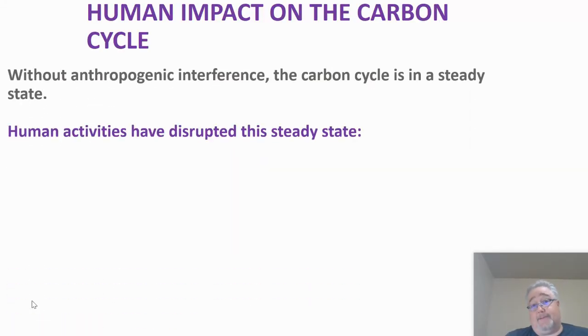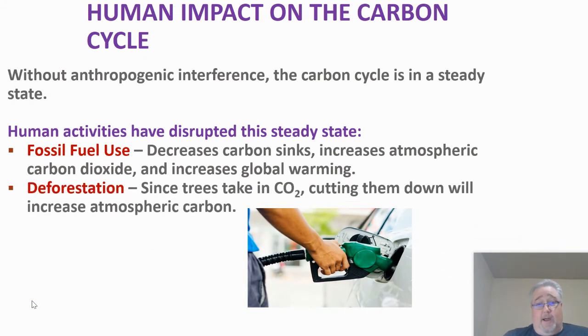The human impact on the carbon cycle. I already mentioned these a little bit, at least the first one. But there's really two major anthropogenic activities that really knock the carbon cycle out of balance. One of them is fossil fuel use. Again, fossil fuel extraction and then burning it, that really decreases the sink that's underground, and it increases that atmospheric CO2, and that's linked to global warming. Again, CO2 is a greenhouse gas.